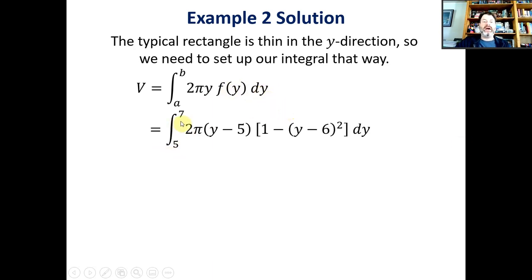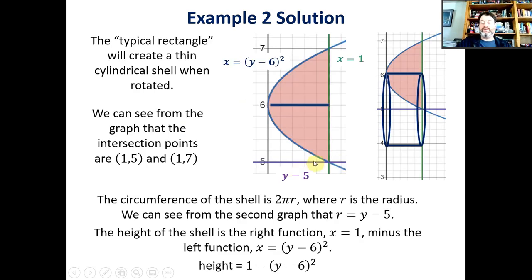So we're going from 5 to 7. Let's go back and look at the picture to see why. Your integral goes from low to high. So we're going this way. The rectangles are getting bigger and then smaller. So the shells start off really small, the shells get big, and then the shells get small again as you scan from 5 to 7.